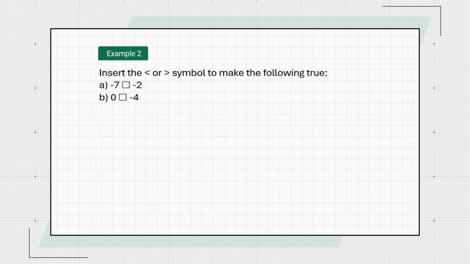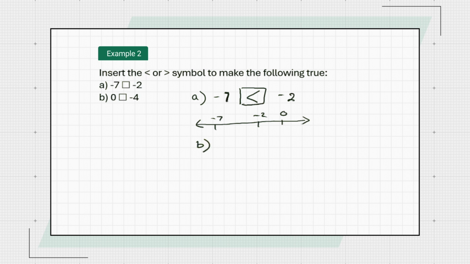Alright, let's get started. So with A, we have -7 and -2, and we're deciding whether it's greater or lesser. A quick look at a number line will reveal that -7 is much more negative than -2. So -2 is closer to 0 than -7 is. So -7 is less than -2. So the arrow will point towards the -7.